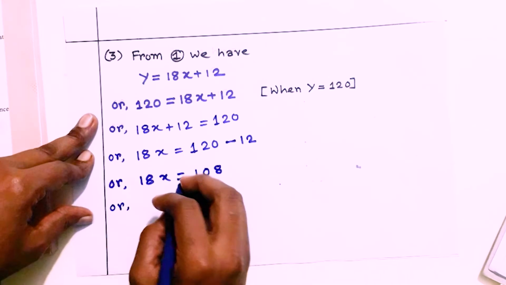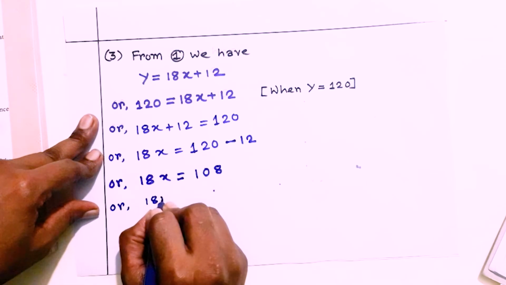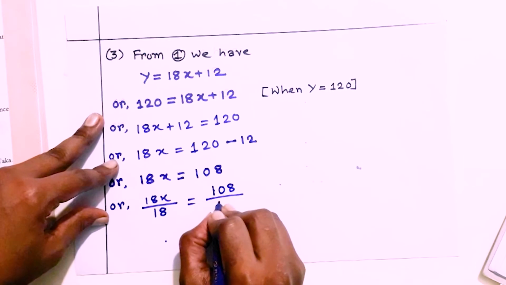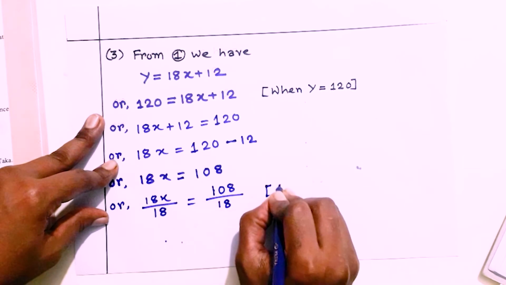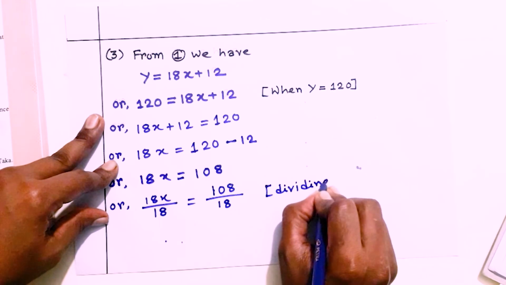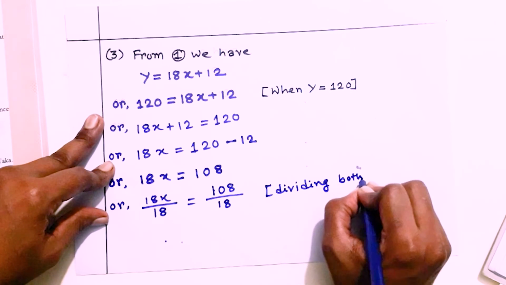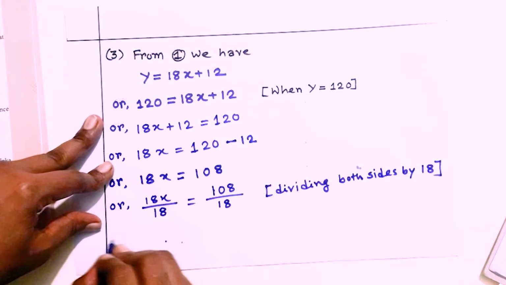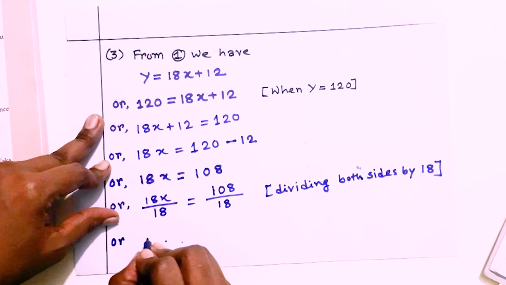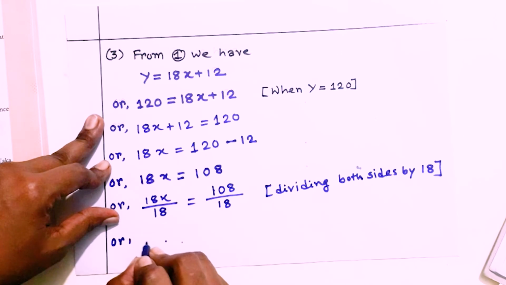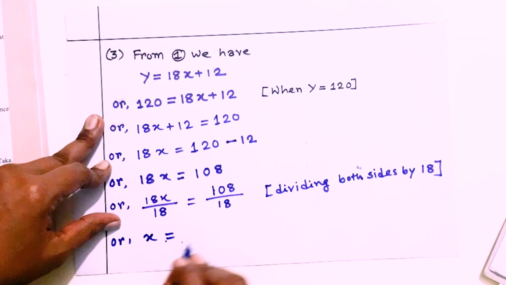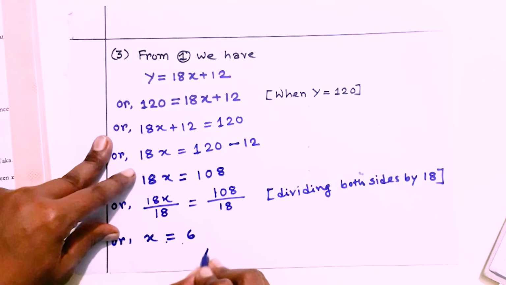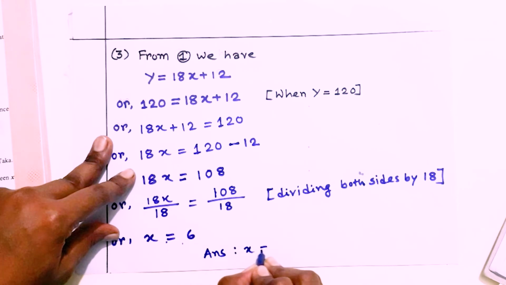18x divided by 18 is equal to 108 divided by 18, dividing both sides by 18. The answer is x is equal to 6.